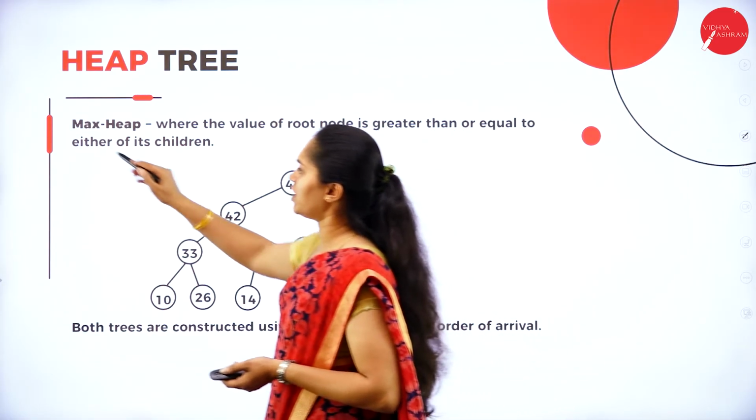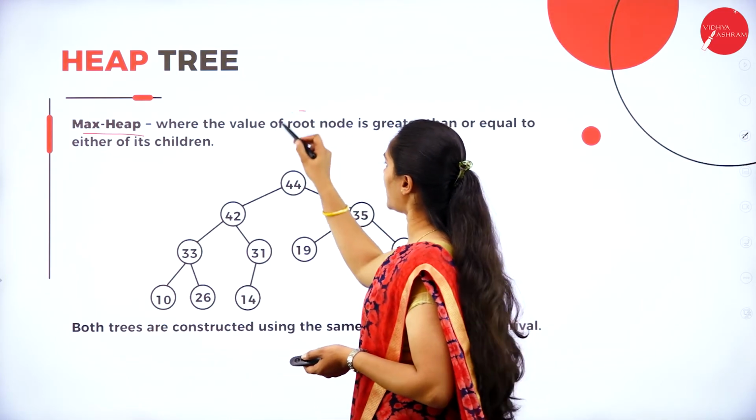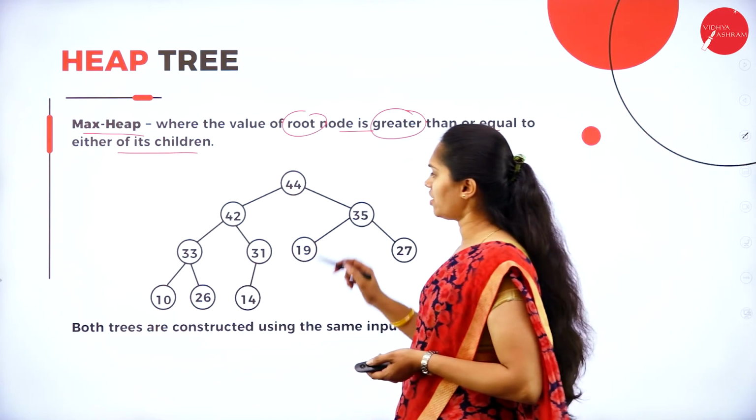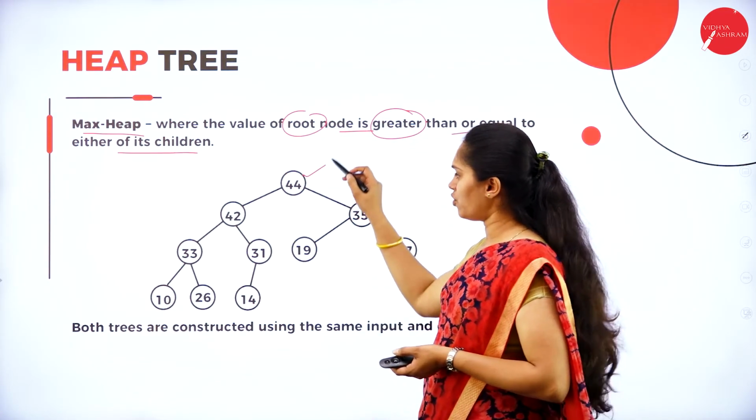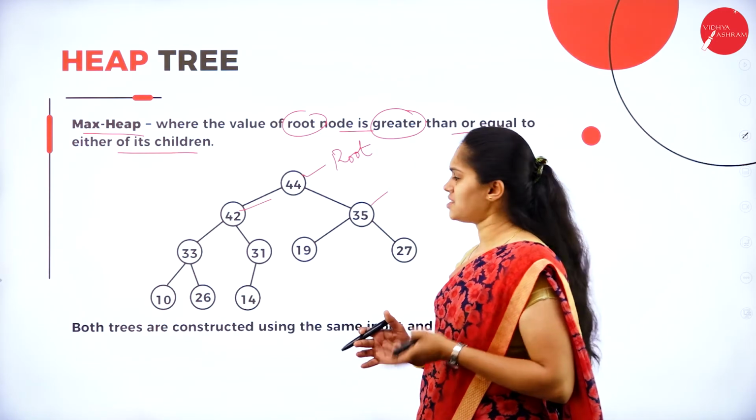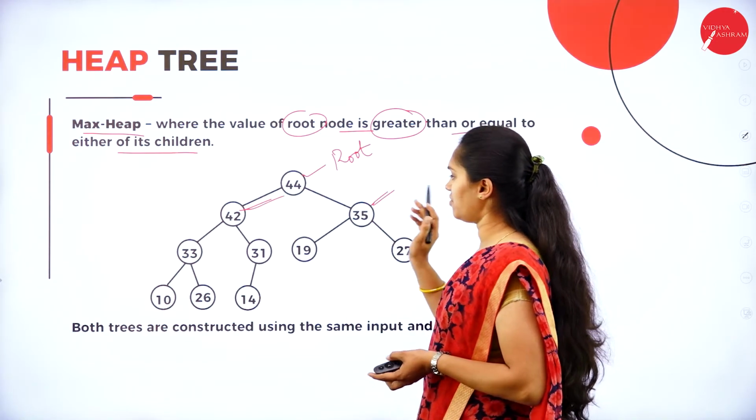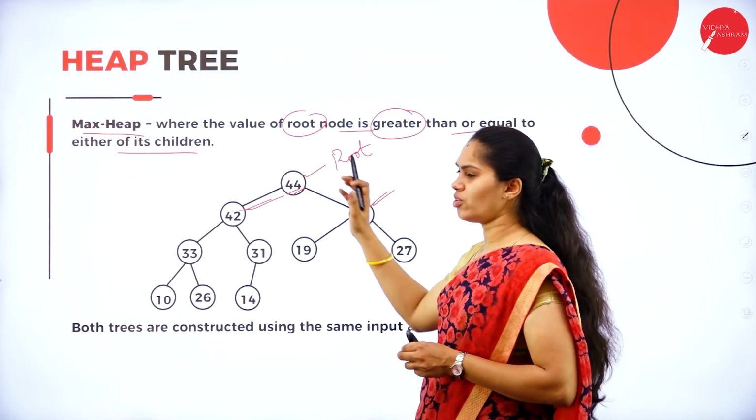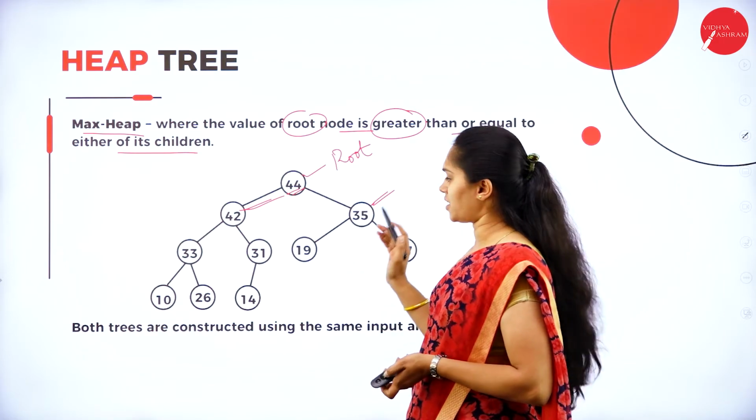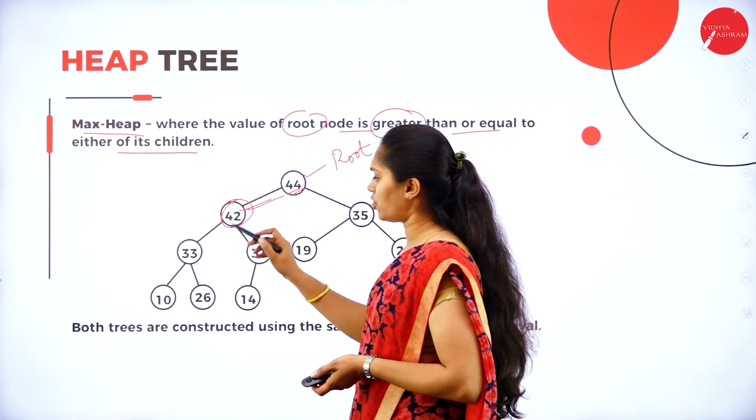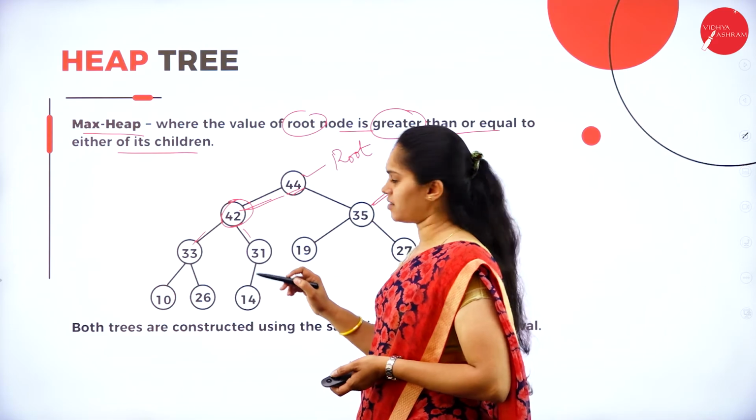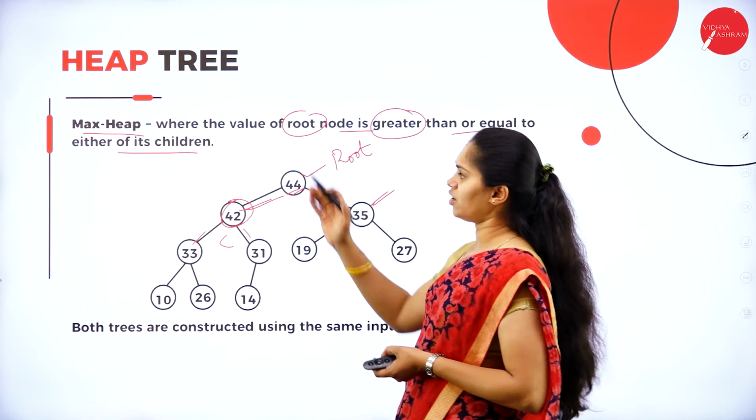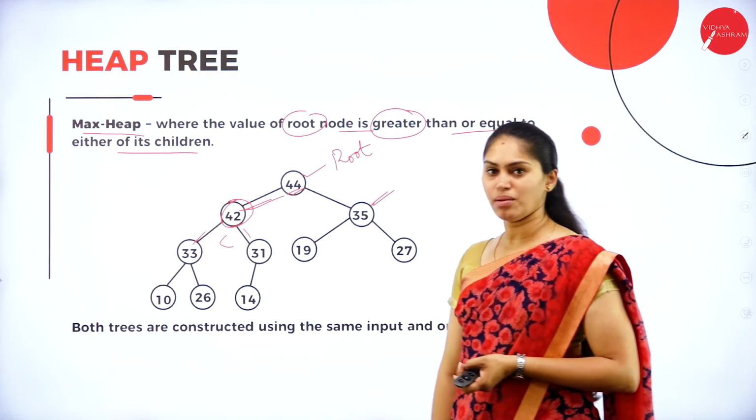In the same way, we have a maximum heap tree where the value of root node is greater than or equal to its children. So, if you consider this example, 44 is the root node here, and if you consider the two children, that is 42 and 35, these have a lesser value. So, I can say that root node has more weightage than its children. If you consider the next example 42, it consists of two children, 33 and 31, which are lesser than the root node. Then I can say that kind of heap tree is a maximum heap tree.